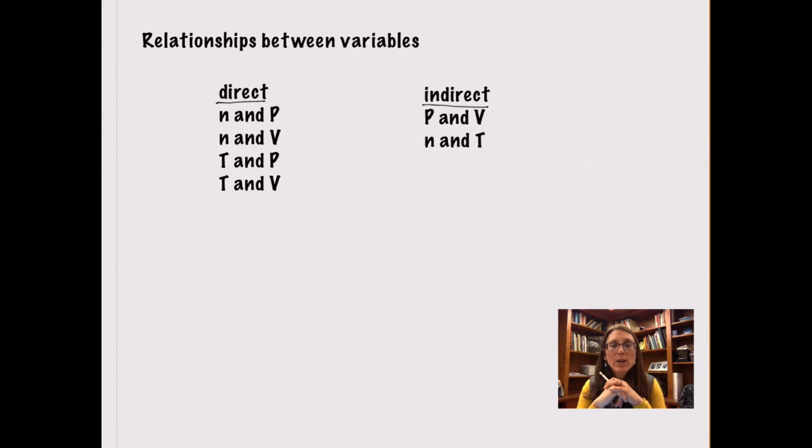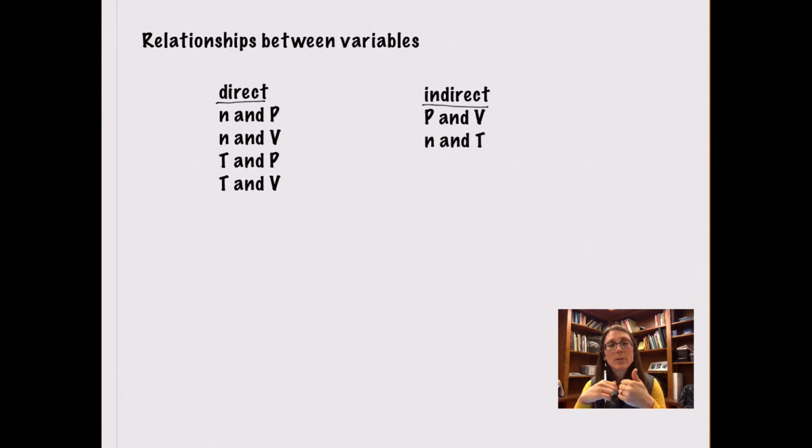Temperature and pressure will be another direct relationship. As you increase the temperature, the particles move faster. As they move faster, there are more collisions, and thus greater pressure. And those collisions actually happen with greater force. So double whammy on the pressure. And similarly, temperature and volume.